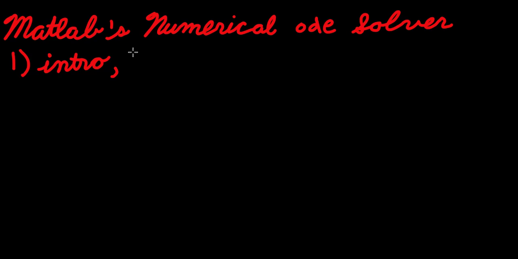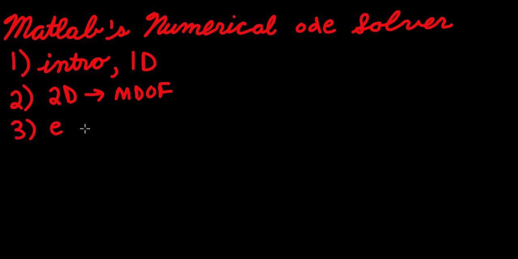Since I'm just introducing this, I'll only be dealing with examples in one dimension, although I will have examples with constant and non-constant coefficients. In a second video, hopefully I'll be talking about two-dimensional examples, and these can correlate to higher dimensionality or higher degree of freedom systems. And in the last video, I want to talk about an events function, which you can use in MATLAB to stop the ODE solver early, depending on certain conditions.